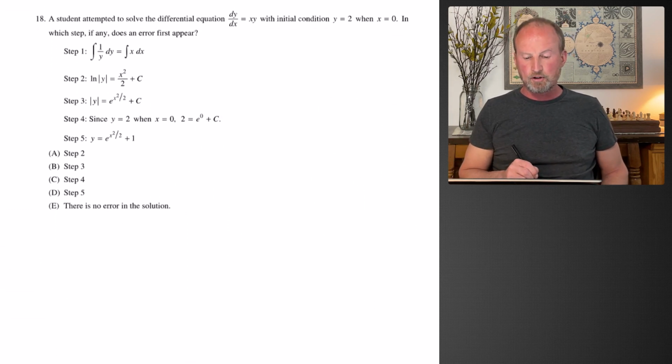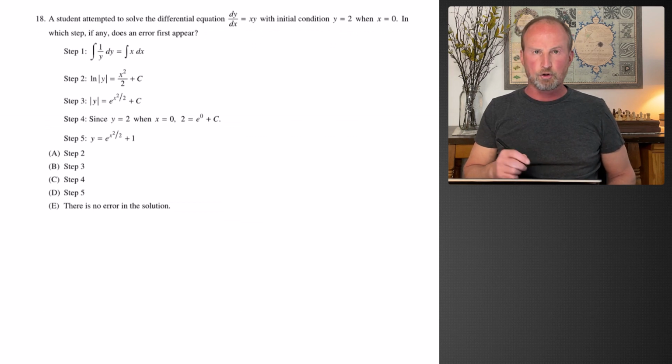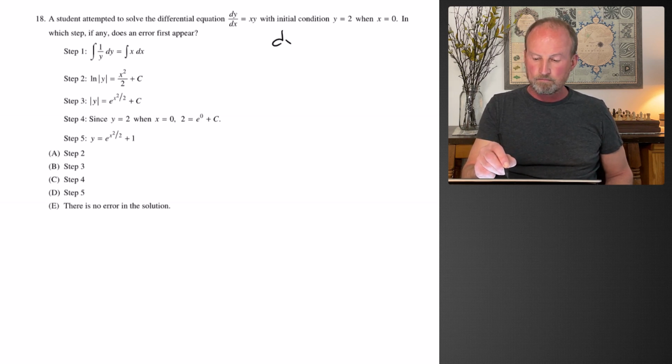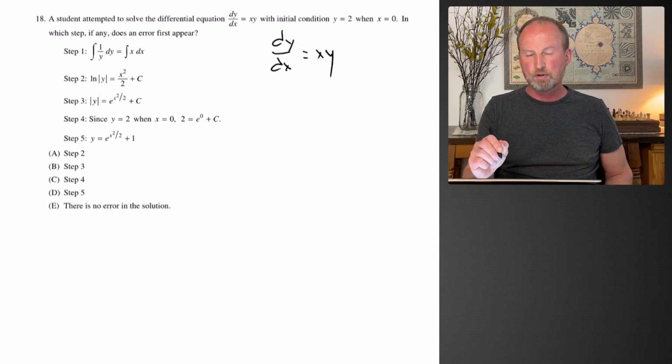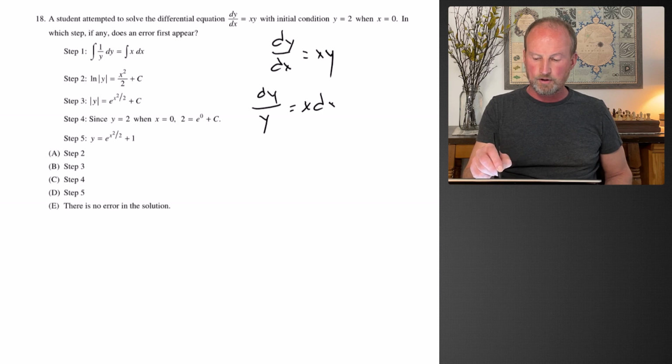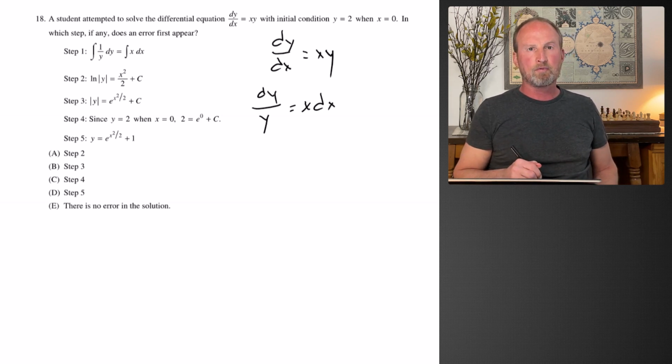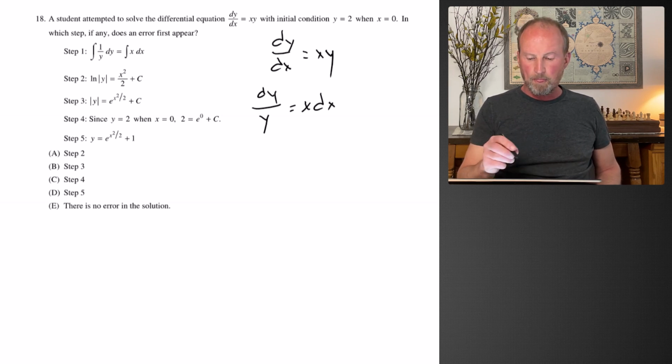Okay, a student attempted to solve the differential equation, which you're going to have to do several times. First step, dy/dx equals xy. I need to separate my variables. On your free response question, you get very few, as in no, points if you don't separate your variables. First step, you have to separate variables. So I'm going to integrate both sides.